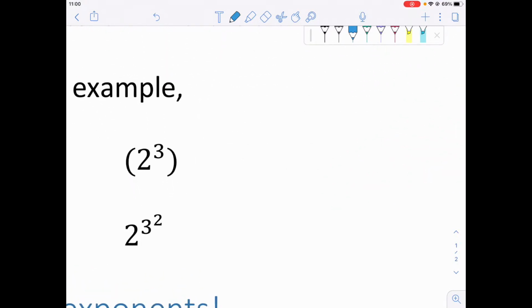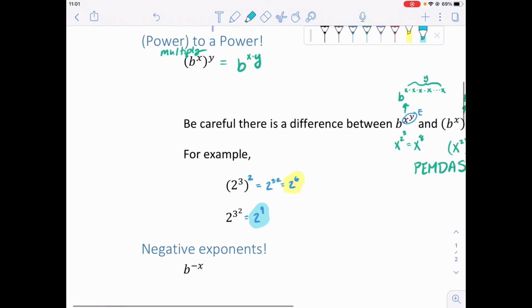Oh, this should have a square. So if we did this one, (2 cubed) squared, that'd be 2 to the 3 times 2, or 2 to the 6. Whereas this one, 2 to the (3 squared), is 2 to the 9th. So we get very different numbers. 2 to the 6 is smaller than 2 to the 9th. So watch out for that.